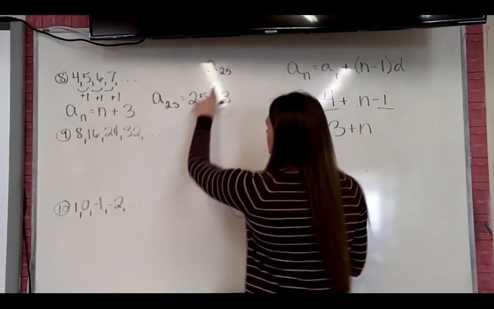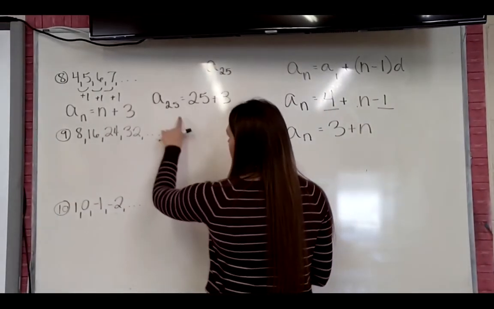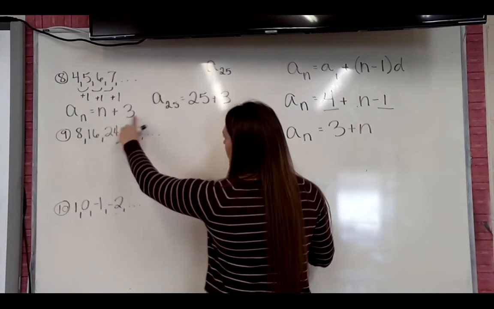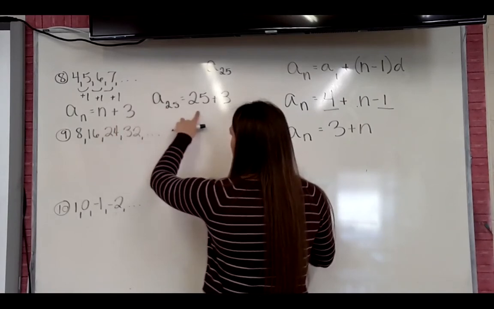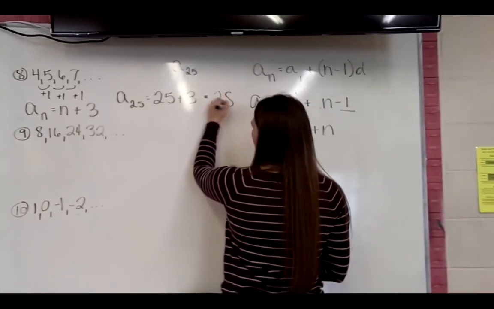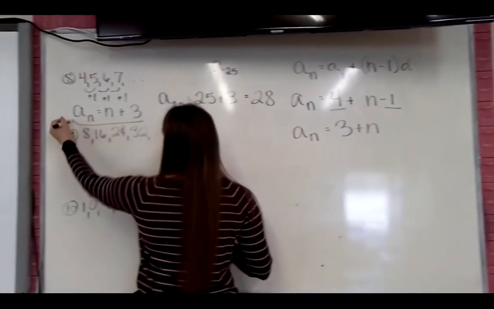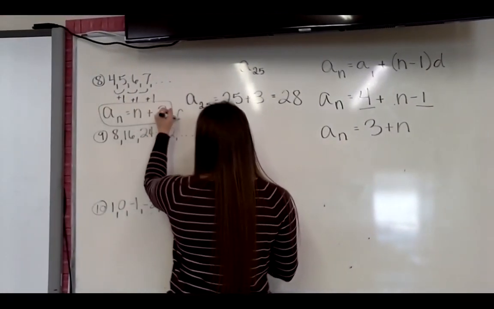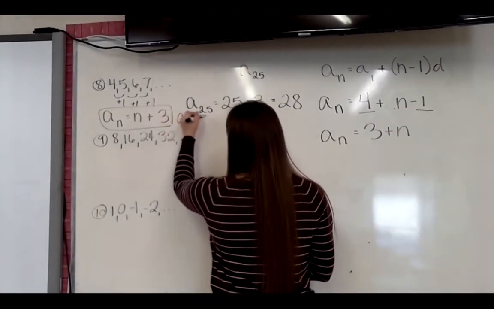Okay, so to do a of 25 for the 25th term, now that we have our equation, we just plug it in. So we have 25 plus 3, which is 28. So on A, our answer is this and this.